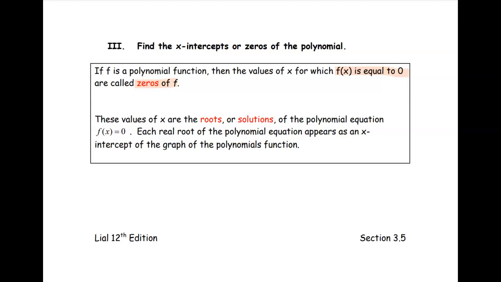And sometimes they're also called the roots or the solutions of the polynomial equation, which is f of x equal to 0. Now, each root of the polynomial equation appears as an x-intercept of the graph of the polynomial function. So the zeros, the roots, or solutions, they all mean the same thing. They are the x-intercepts of the polynomial function.